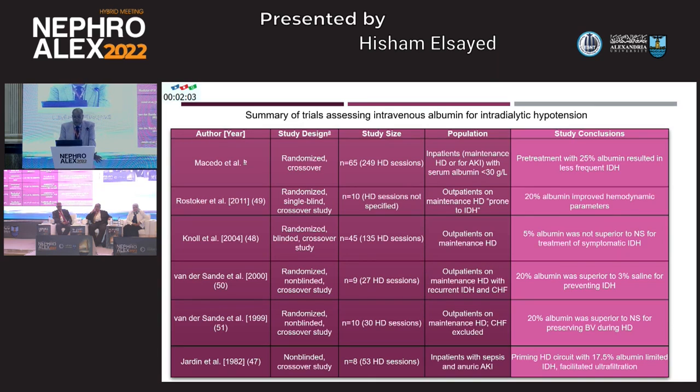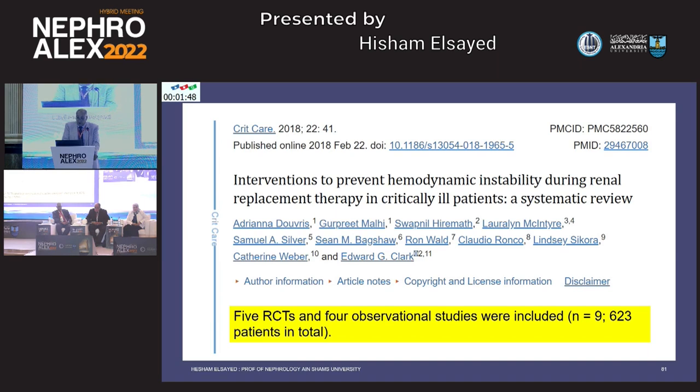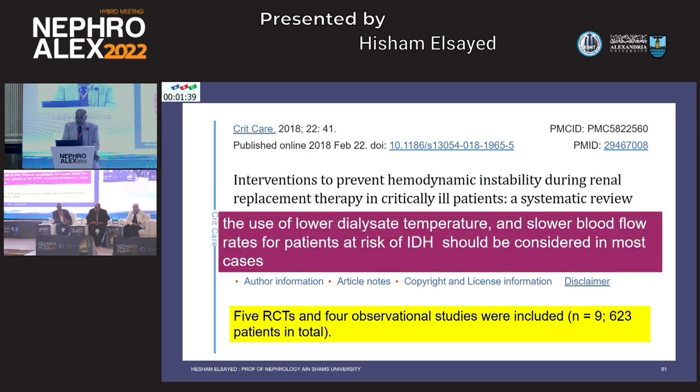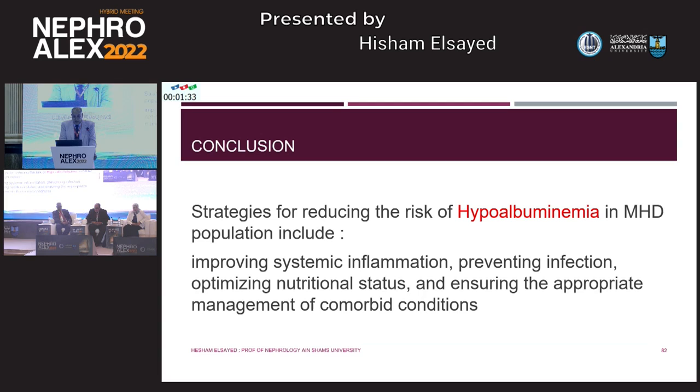There are a lot of studies as well assessing intravenous albumin for intradialytic hypotension. The correlation is not direct, because you have many contributing factors in hypotension, including inflammation, malnutrition, and the complex syndrome. So IV albumin is good, but it is very transient. Five randomized controlled trials and four observational trials were included, and the use of a lower dialysate temperature is much better, even if you are giving IV albumin for intradialytic hypotension.